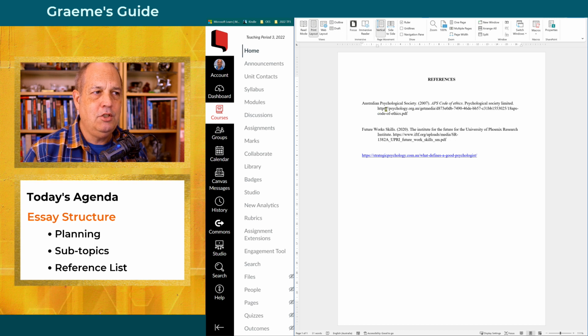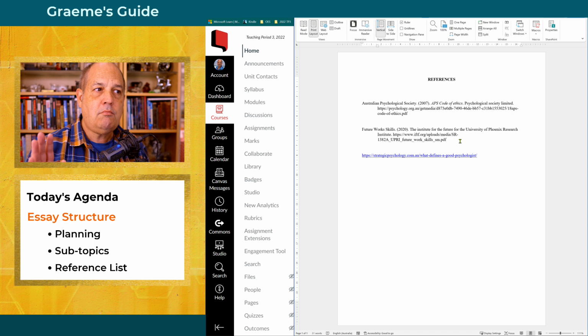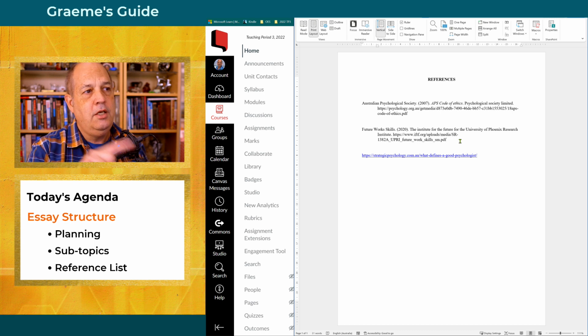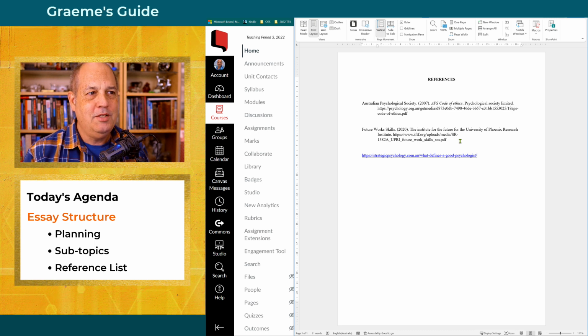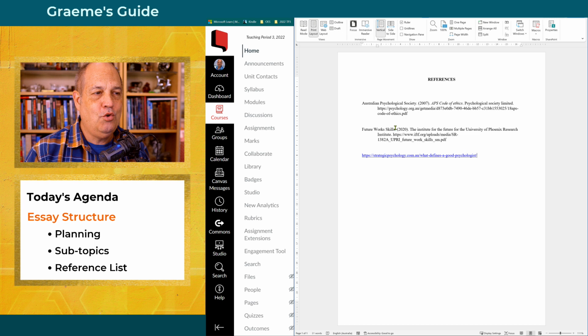There's only really 2 good references here. The Australian Psychology Society, the Code of Ethics, that's great. This is obviously supporting the case study on James. And we needed you to talk about 2 future work skills, and the future work skills report has been referenced as well, which is good to see, although the author here is not correct. It should be Davies, Fiddler, and Gorbis.